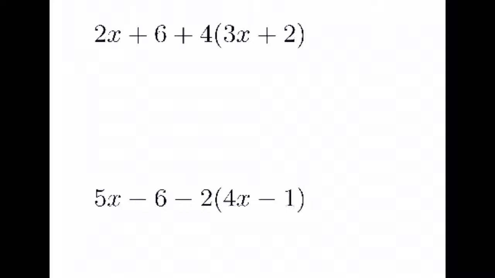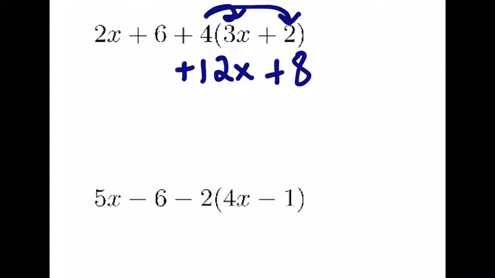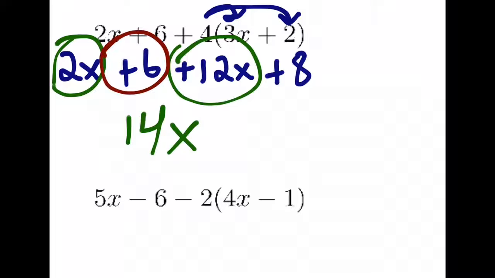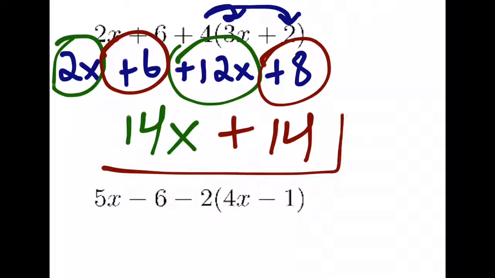Next, first we distribute. 4 times 3x gives us 12x. 4 times 2 gives us 8. And we carry down the original terms. They do not change. There are two terms here that are x terms. We can combine those, and that gives us 14x. There are two terms that are constants or numbers. If we combine those, we get 14. Our answer is 14x plus 14.